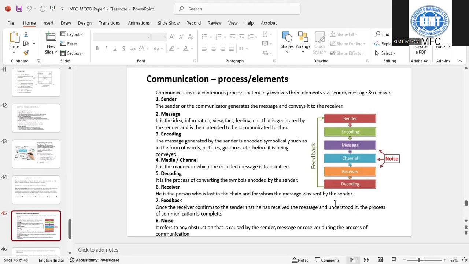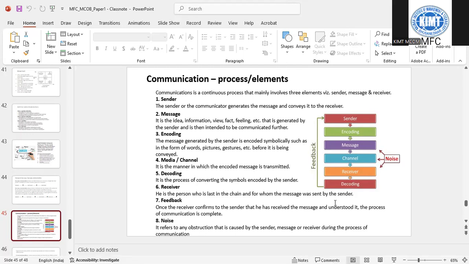Sender is who is sending the communication. Message means what you are sending. It could be writing. What is the content? That is message. Encoding. Encoding is a technique where you change your text.